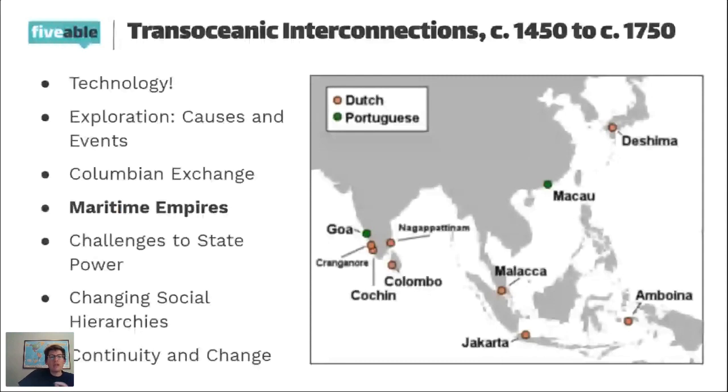Cities like Goa in India, cities on the Swahili coast of Africa. And what we end up seeing is a great deal of European influence over trade in Asia eventually, by the end of this time period especially.